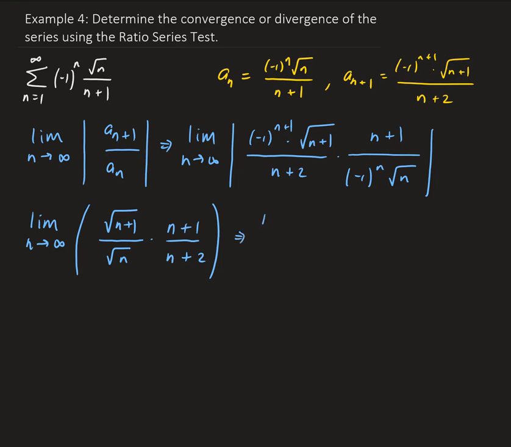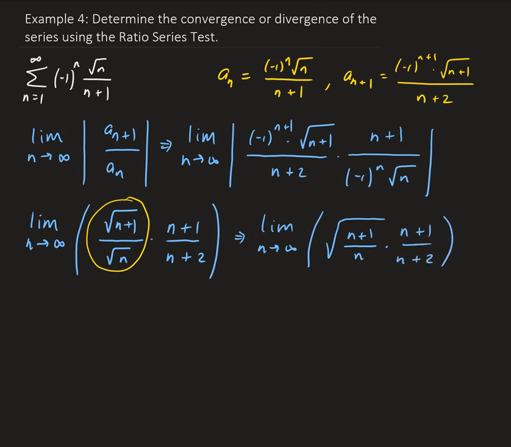This can be written as the limit as n goes to infinity of the root. We can put everything under the square root, so we write this as the square root of n plus 1 over n times n plus 1 over n plus 2. Taking the limit as n goes to infinity, this part goes to 1, because underneath the square root we can think of it as a rational function. The square root of 1 is 1, and similarly the other part approaches 1. So the limit is equal to 1.